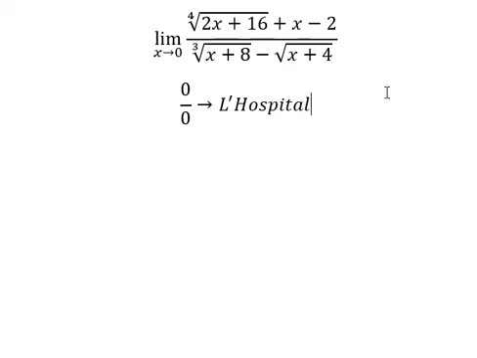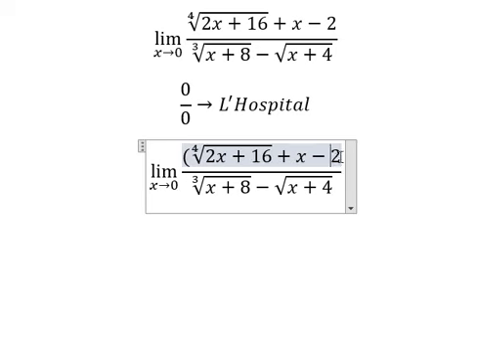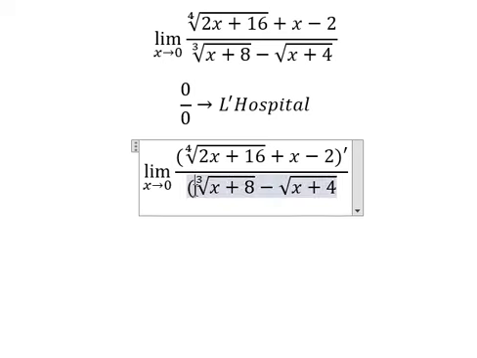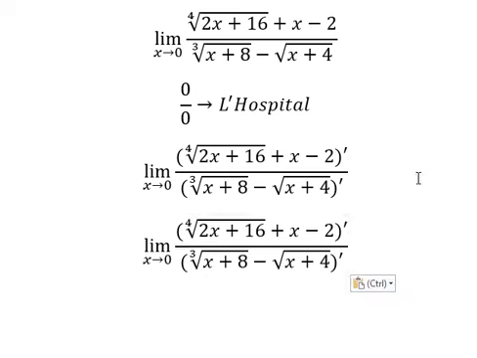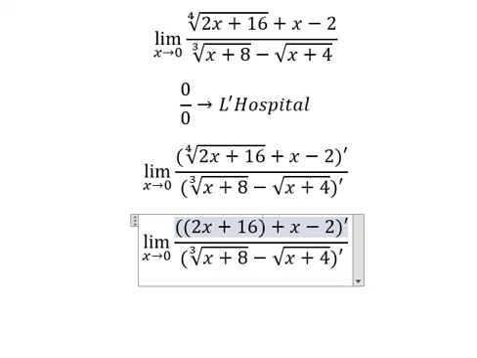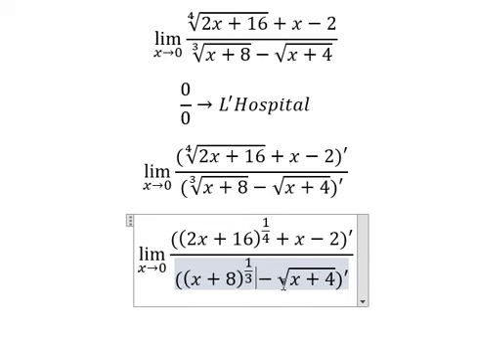That means we need to do first the derivative on the numerator and the denominator. So this one we can put (2x + 16) to the power of 1 over 4. So the root of number 4, that is about 1 over 4. This one, that is about 1 over 3. This one, that is about 1 over 2.